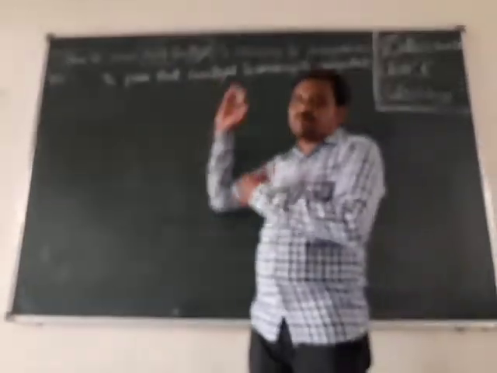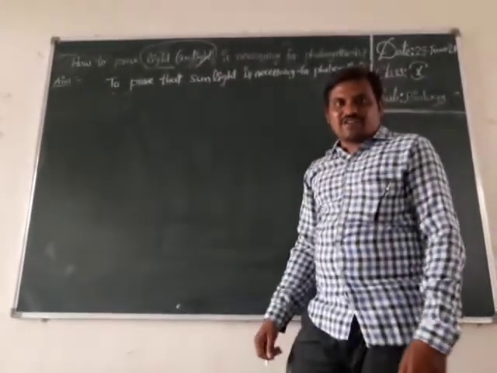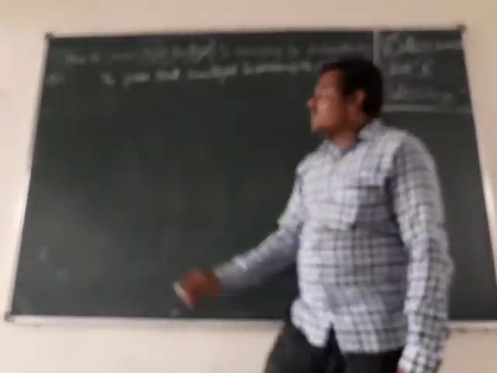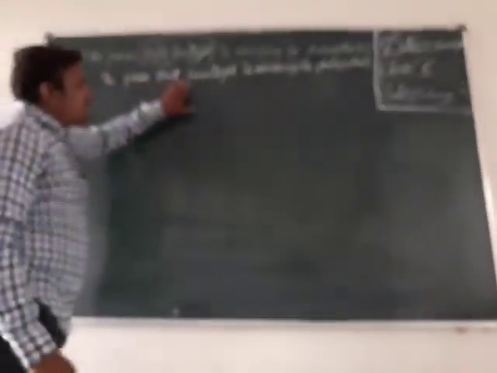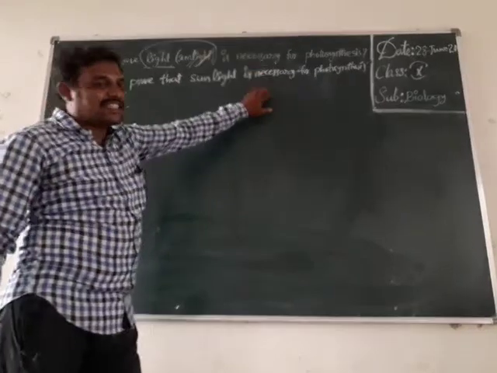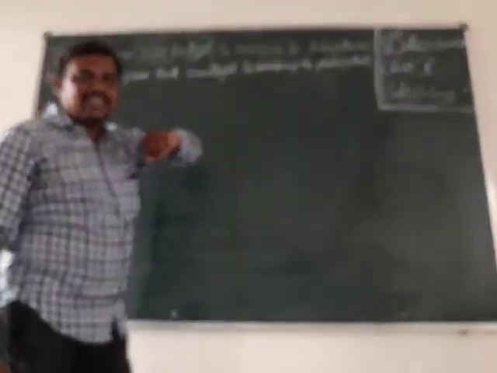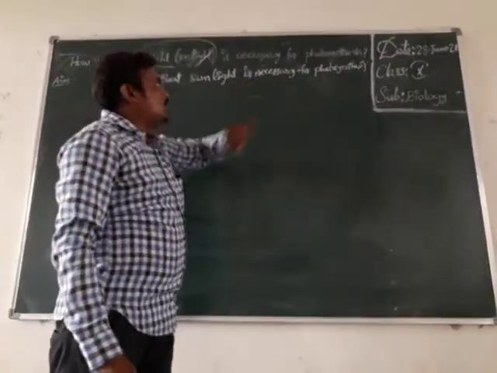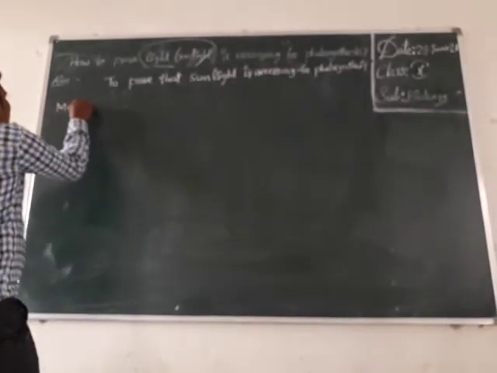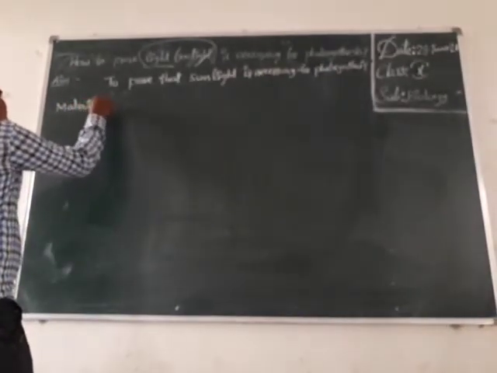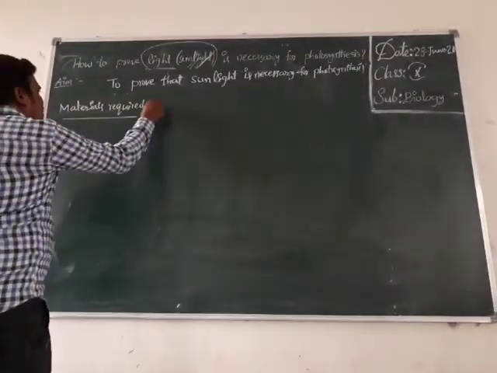We can prove this with an experiment. When we study this experiment, we can prove it. So today our aim is to prove that sunlight is necessary for the photosynthesis process. Next, the materials required. What are the materials required in this process?